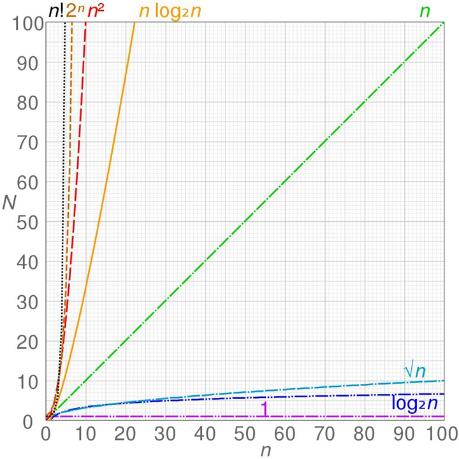In computer science, the time complexity is the computational complexity that describes the amount of time it takes to run an algorithm. Time complexity is commonly estimated by counting the number of elementary operations performed by the algorithm, supposing that each elementary operation takes a fixed amount of time to perform. Thus, the amount of time taken and the number of elementary operations performed by the algorithm are taken to differ by at most a constant factor.